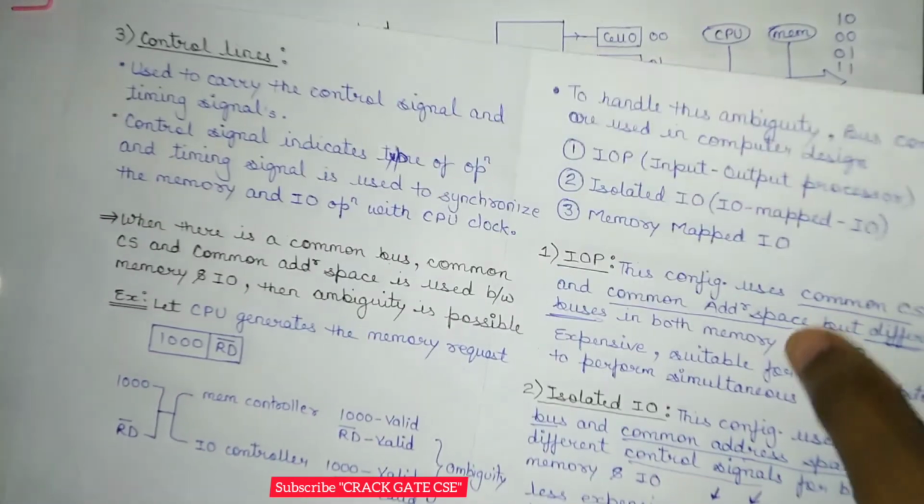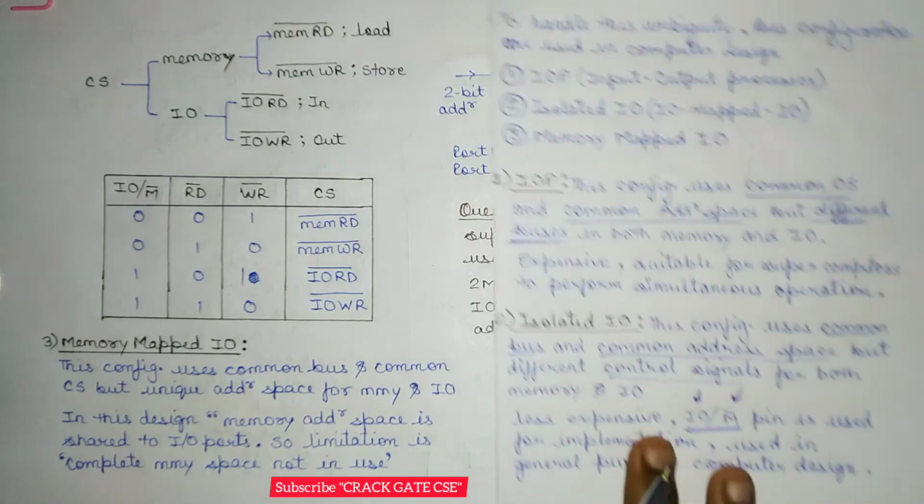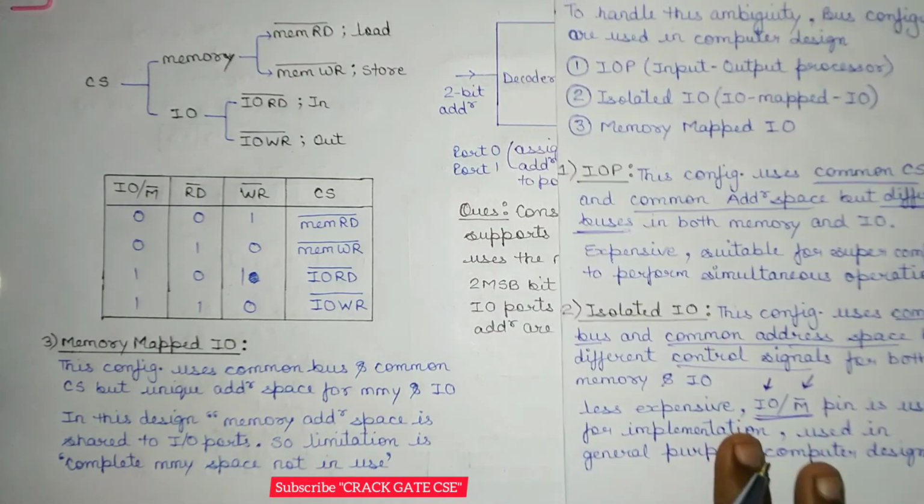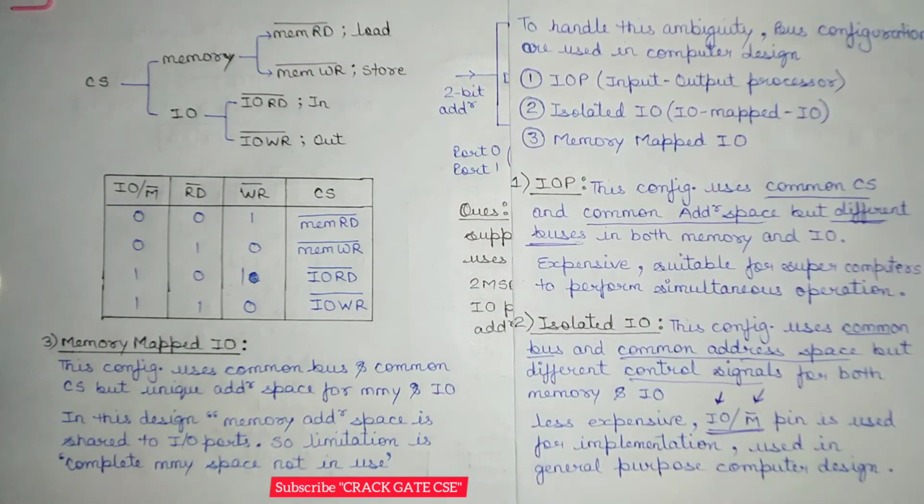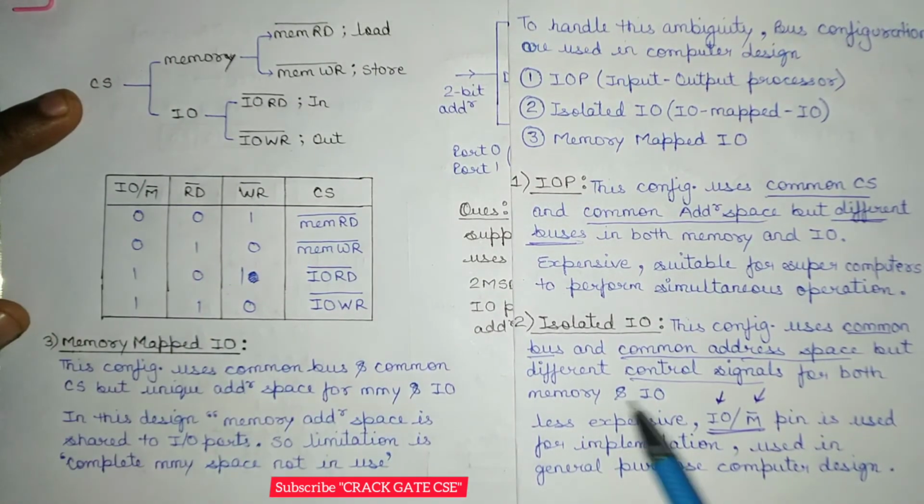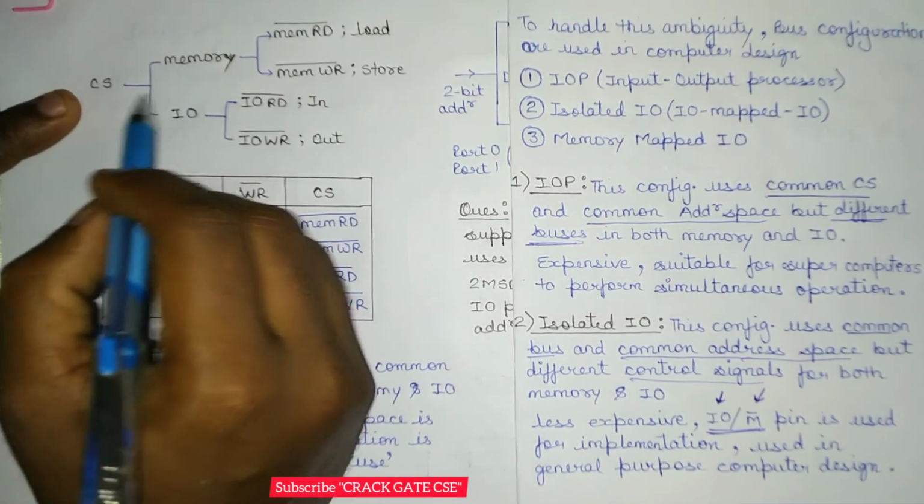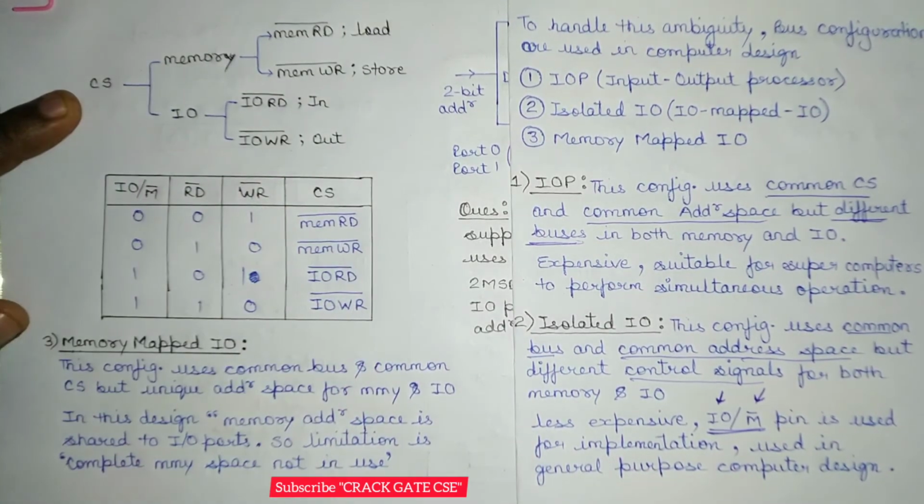So here I am having one table and the control signals which will be helping you in understanding. So just let me put this paper over here so that you can just visualize at the same time. So this is what I explained you. So here you can see that we are having different control signal. I told you that we are having different control signal. So for memory the control signal is different, and for the IO the control signal is different.